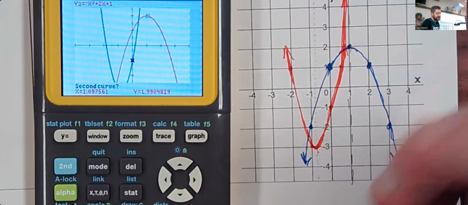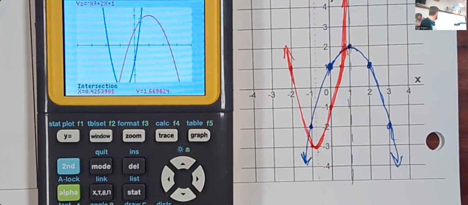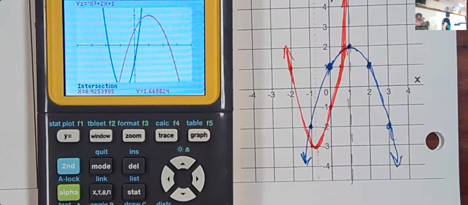So kind of get near where the vertex is. And then if you hit enter, and then it's going to say yes, and then you hit enter again. And it says the intersection is right here. 0.4253905. It's not going to give it to you in simplest radical form. If we solve it with the quadratic formula, we would. And then here we've got 1.669824.